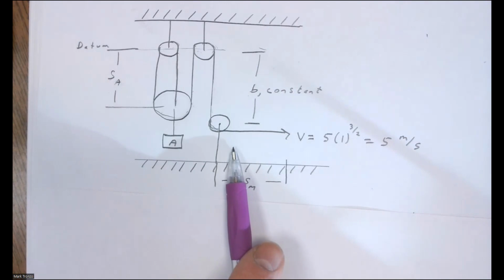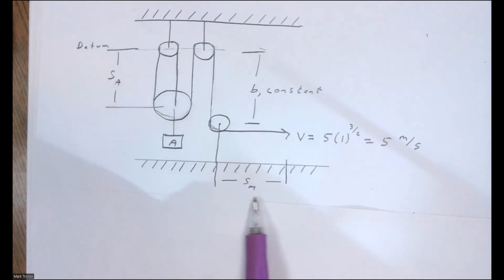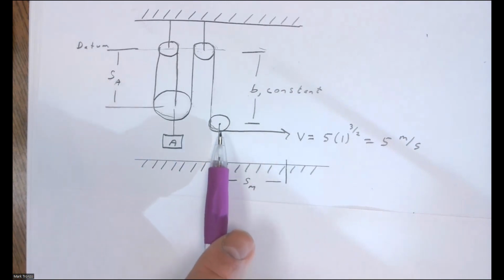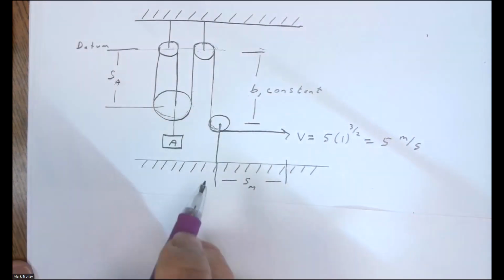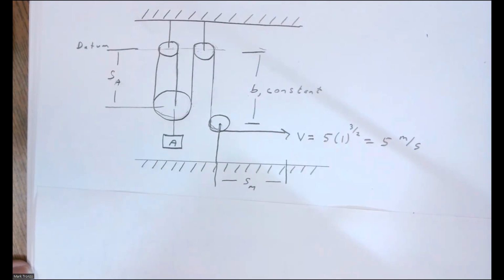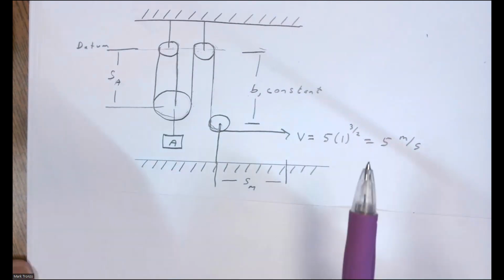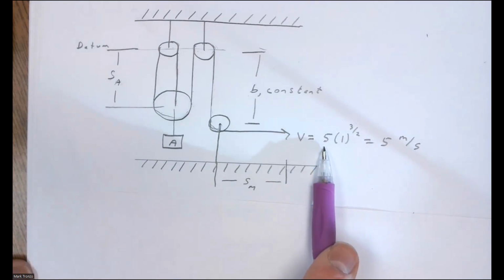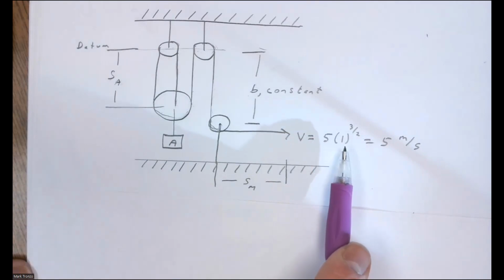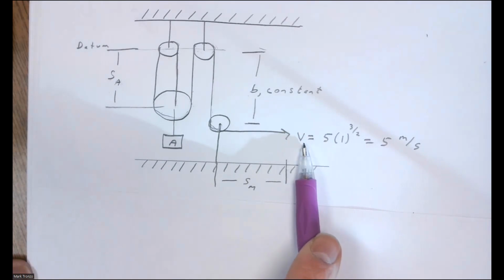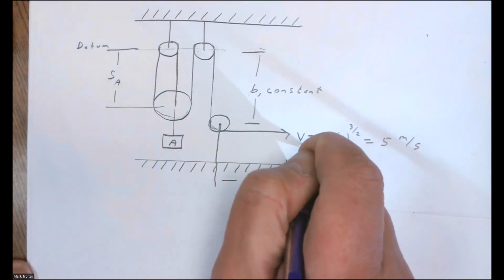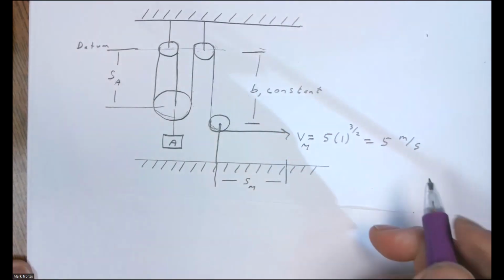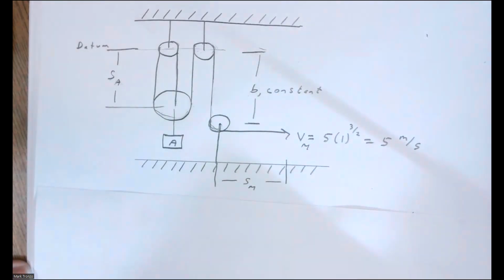Now over here, we'll call this length going into the motor SM. And that's measured from this point here, which is also fixed. Now it says we want the velocity at t equal 1 second. So I just use the velocity equation we were given and put a 1 in there. So the velocity of this right here, maybe call this Vm for motor, is going to be 5 meters per second.